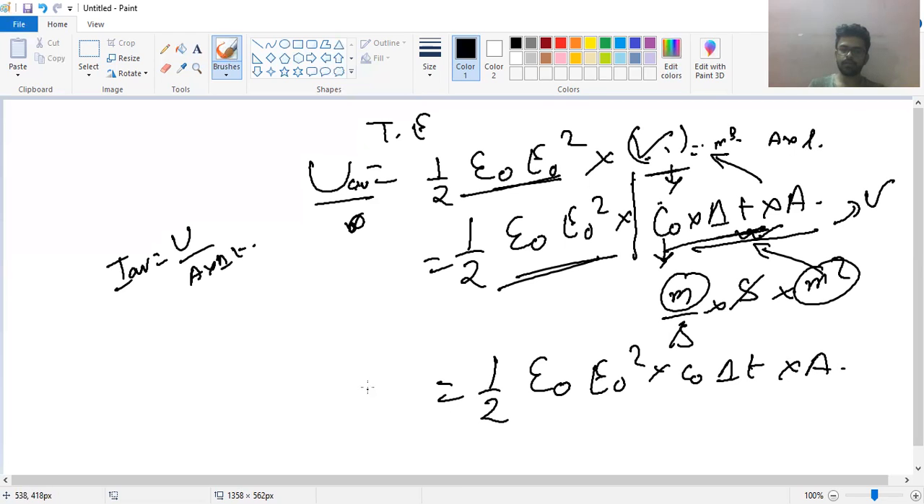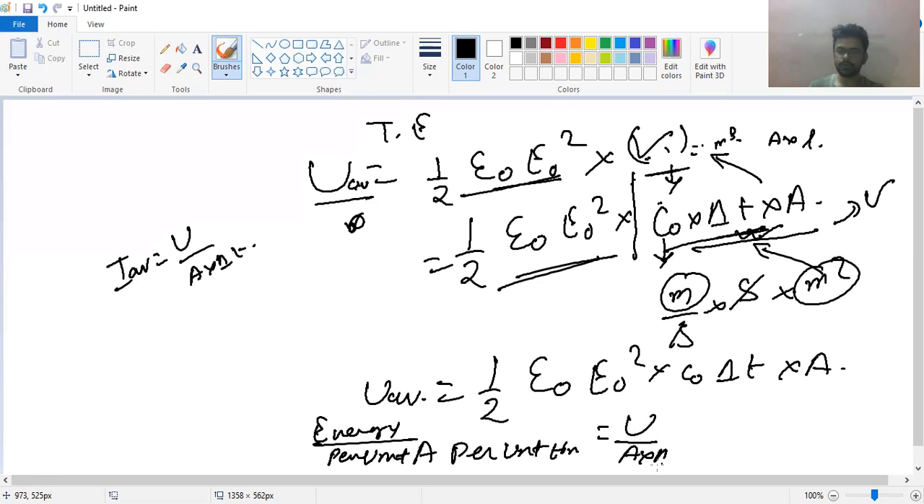So if I now calculate U average, energy per unit area per unit time, U by A into delta t will be equal to, look, 1 by 2 epsilon naught E naught square into c naught. A into delta t have gone in the denominator over here.